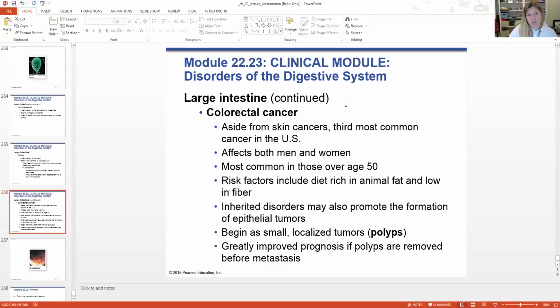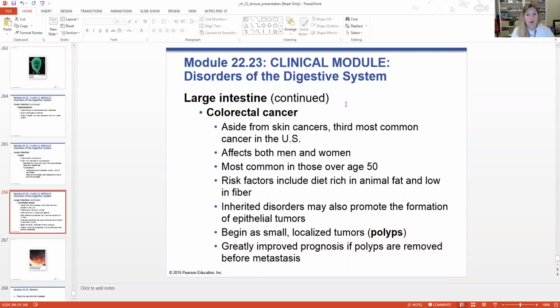Unfortunately, colorectal cancer is also an issue aside from skin cancers. This is the third most common cancer in the United States. It affects men and women, typically over the age of 50. And one of the main risk factors is environmental, right? Having a diet that's rich in animal fat and low in fiber has been linked to colon cancer. So make sure you're eating or drinking your fiber.